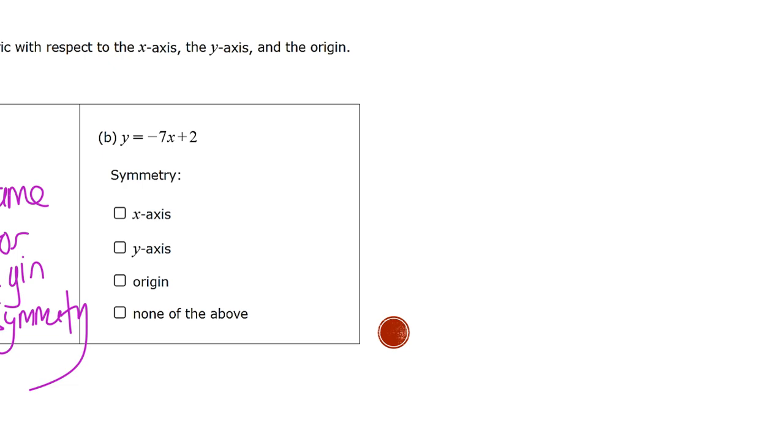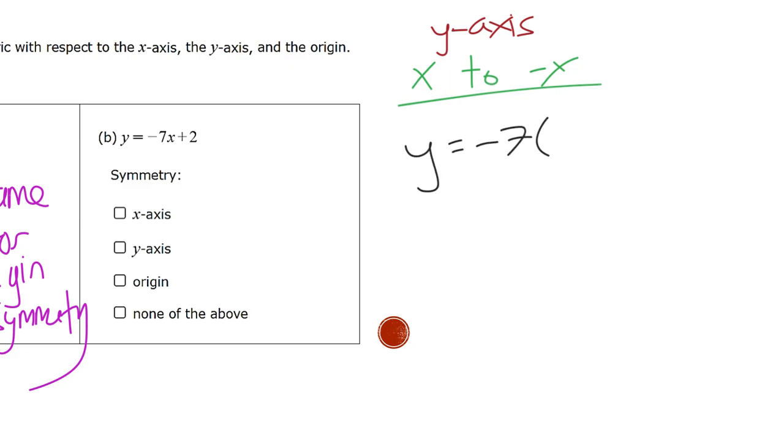Like I said, we're going to start by replacing x with negative x, because that'll be your y-axis. Again, this is our y-axis symmetry. So if I replace x with negative x, what we get here is y is equal to negative 7 times x plus 2, where we're replacing that with negative x. This will simplify to y is equal to 7x plus 2.